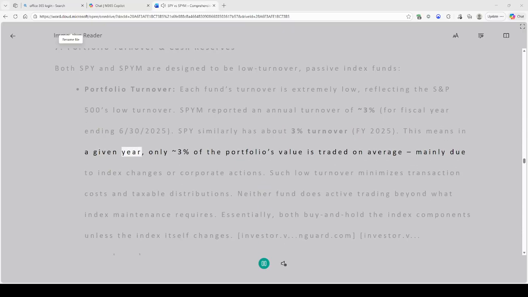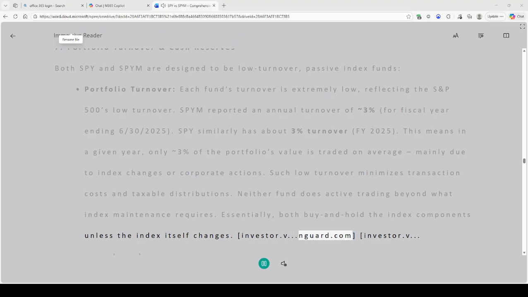This means in a given year, only 3% of the portfolio's value is traded on average, mainly due to index changes or corporate actions. Such low turnover minimizes transaction costs and taxable distributions. Neither fund does active trading beyond what index maintenance requires. Essentially, both buy and hold the index components unless the index itself changes.